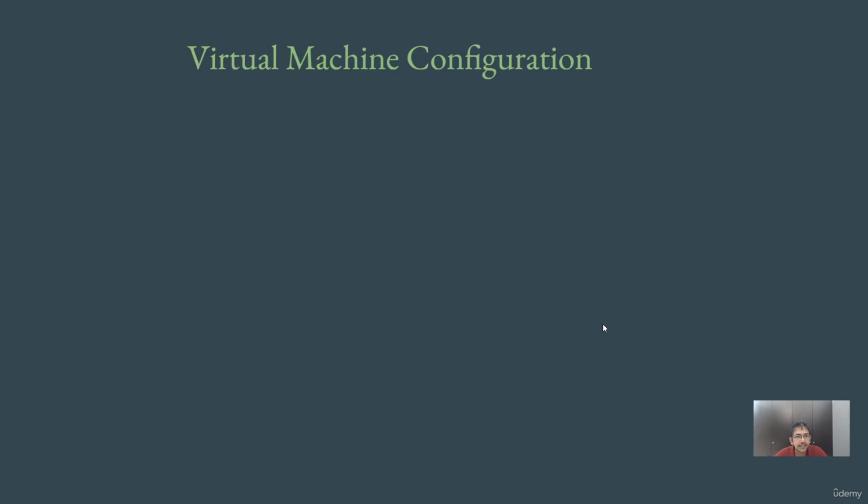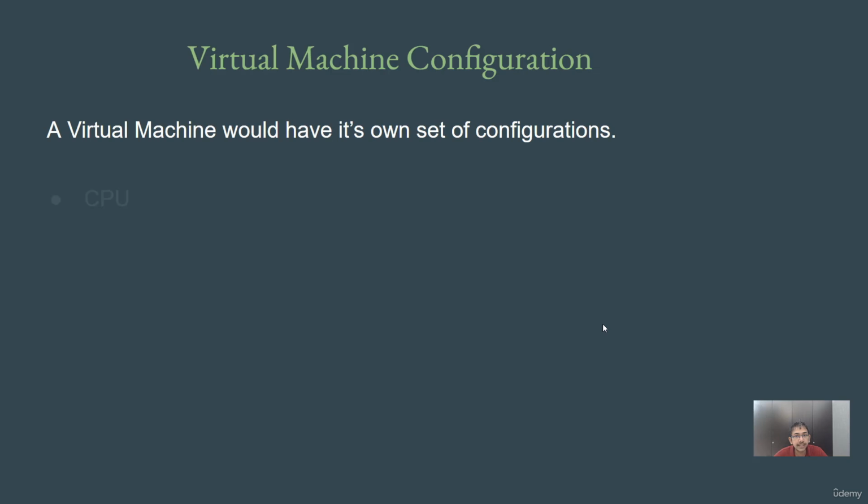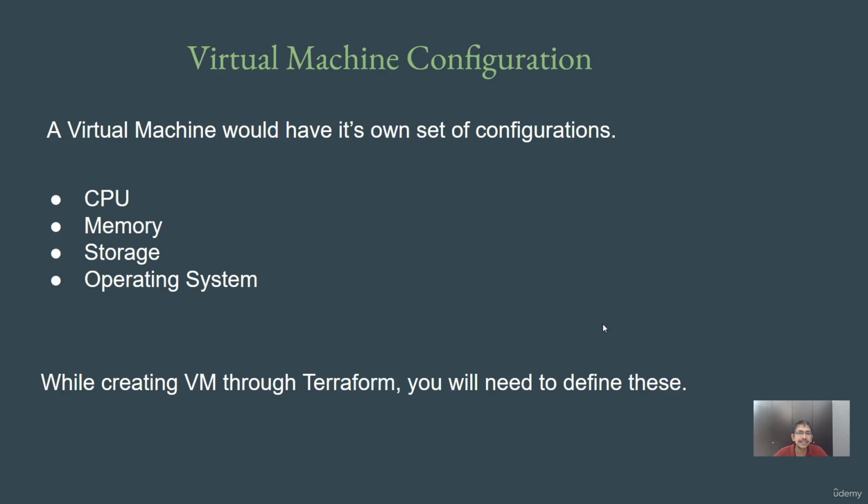Second important consideration is related to the virtual machine configuration. A virtual machine can have its own set of CPU, memory, storage, operating system and so on. So while you are creating a virtual machine, you'll have to define the specifications related to all of this. Some users might want an operating system based on Windows. Some users might want Linux and so on. So whenever you are writing the Terraform code, you'll have to specify these aspects. Alright, so that's the high level overview, and with this, let's get started.